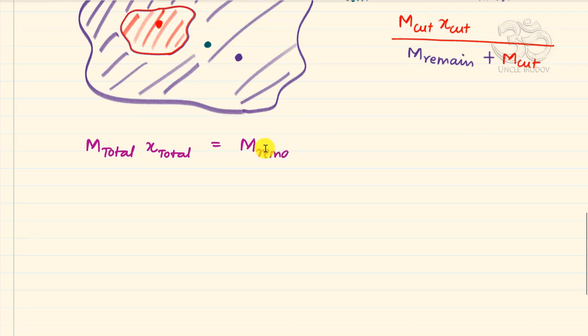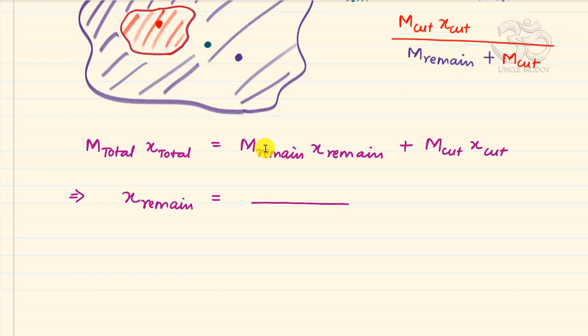So x total is equal to, and I'm going to get this, m remaining x remaining plus m cut x cut. And a simple rearrangement will show you that x remaining will be m total x total minus m cut x cut by m remaining.